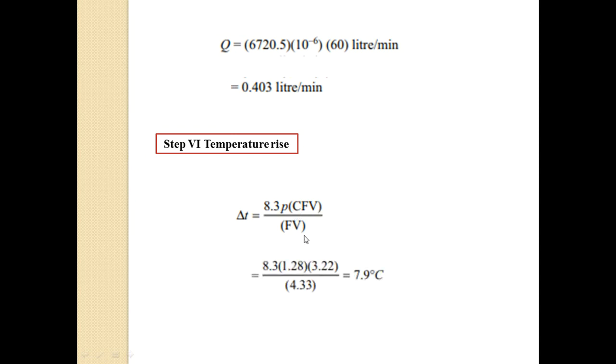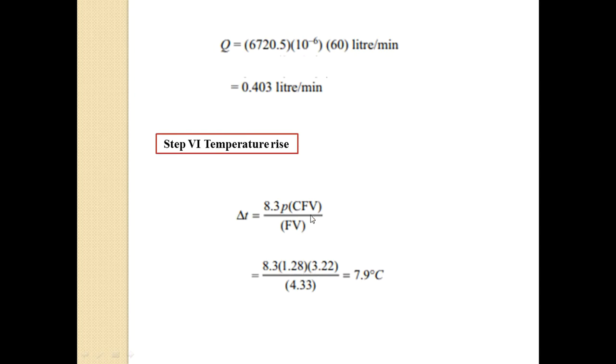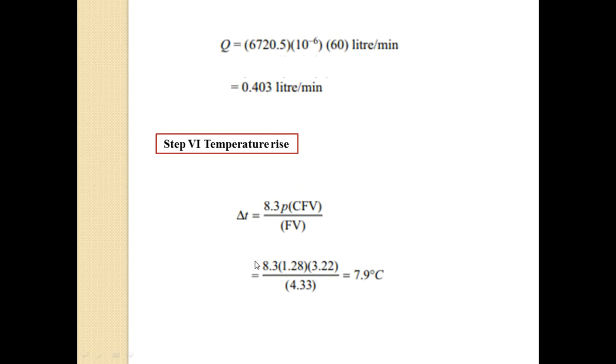So the values of CFP and FP are given in what? Yes, in the chart. So the value of CFP and FP is equal to what? 8.3 as it is constant. P, that we already found out, that is the pressure, 1.28. Again CFP, that is the value of CFP, 3.22. Again FP, that is 4.33. So after calculating this term, we got here delta T is equal to 7.9 degree Celsius. So all findings are covered over here.